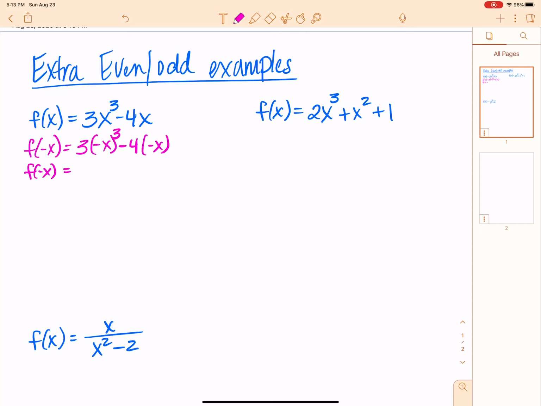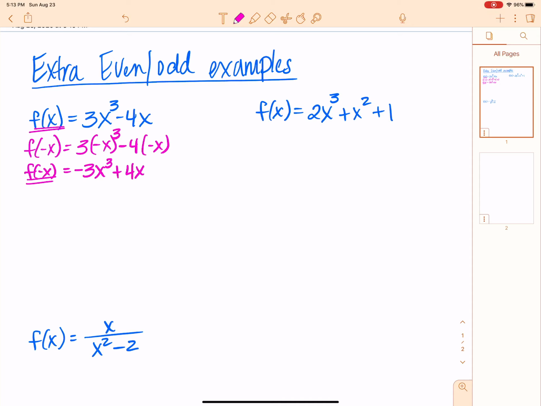So I've got 3 times a negative x cubed. Well, negative x cubed is negative x to the third. So I'm going to reach out and put the negative in front here, since 3 is multiplied by the negative x cubed. And then I've got negative 4 times negative x, which actually gives me a positive 4x. Well, as you can see, f of x, my original, and f of negative x are not equal to each other because the signs are different.